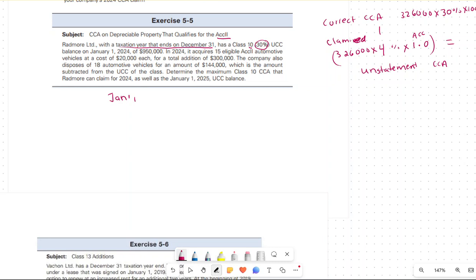The UCC, the undepreciated capital cost, my beginning balance that we started off with, is 950,000. So that's the UCC we started off with. If we acquire an asset, we're going to make an adjustment, and how much is the adjustment?